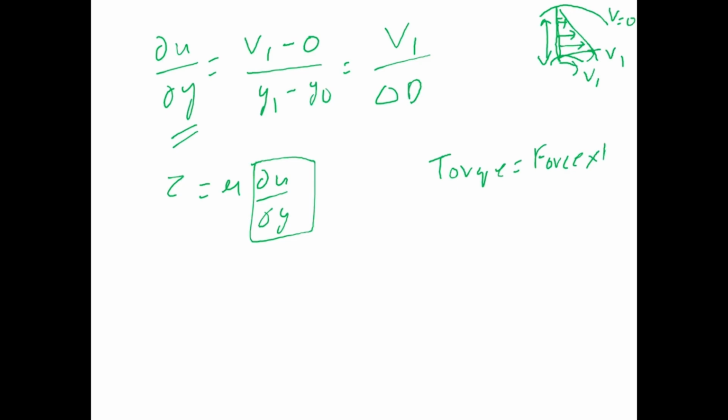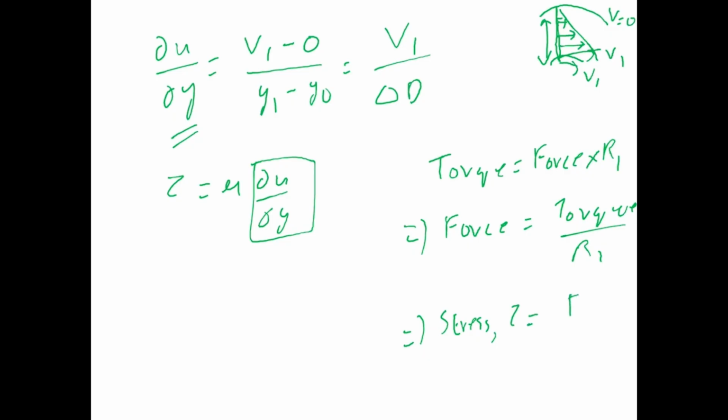So torque is force times the distance r1, right? So if you want to find the force, you can just divide the given torque by r1, which is the inner cylinder radius. Once you have the force, you can find the stress, or shear stress, that is tau, by dividing force by area, right? What is the area of the cylinder?